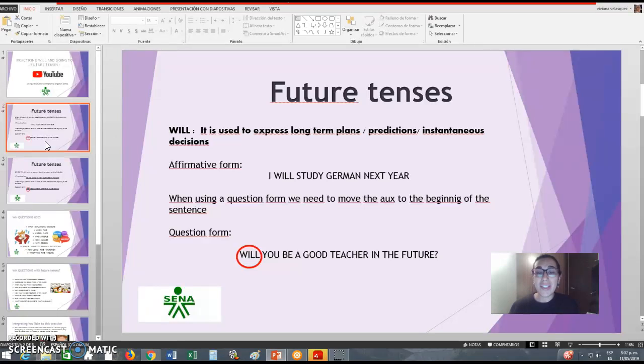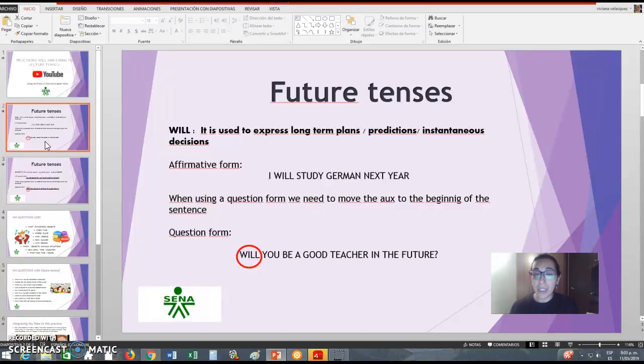Will is used to express long-term plans, right? Something that you planned around 2 years, 10 years, right? Something that is not totally sure, which is just a prediction. Or sometimes it is just used when you want to express instantaneous decisions. For example, when you enter a restaurant and you will eat something specific. Well, you don't have a specific idea to eat something, so you just select on the menu, right?